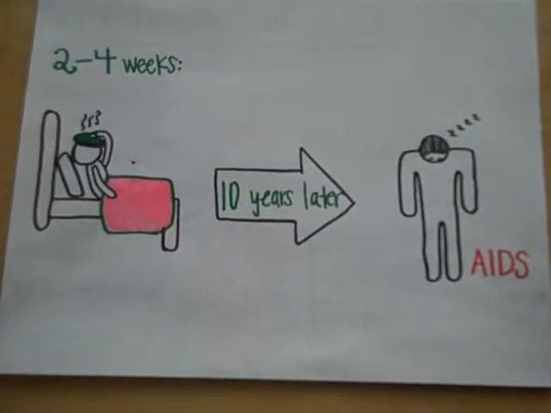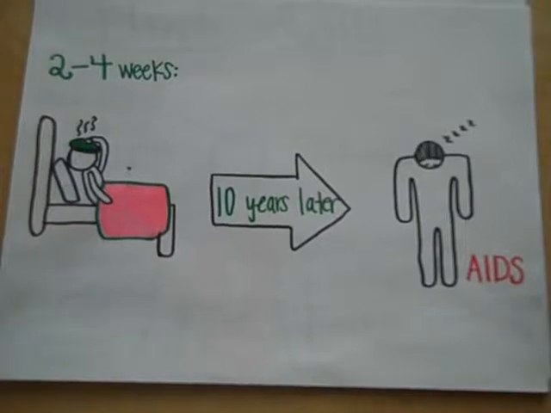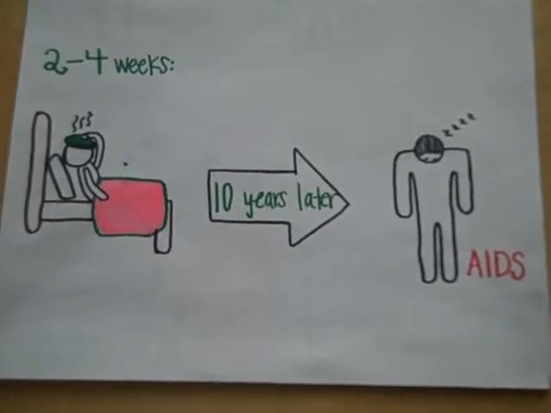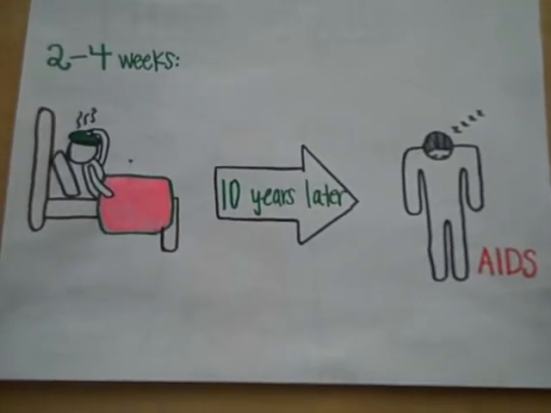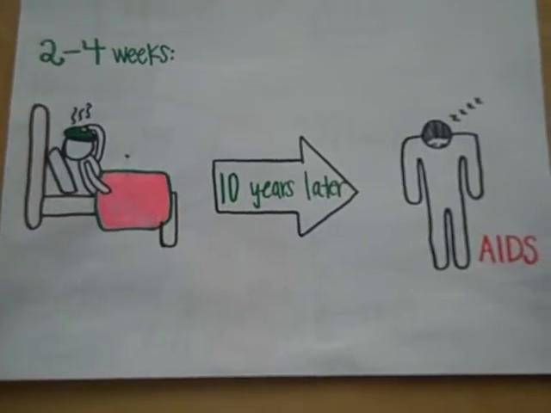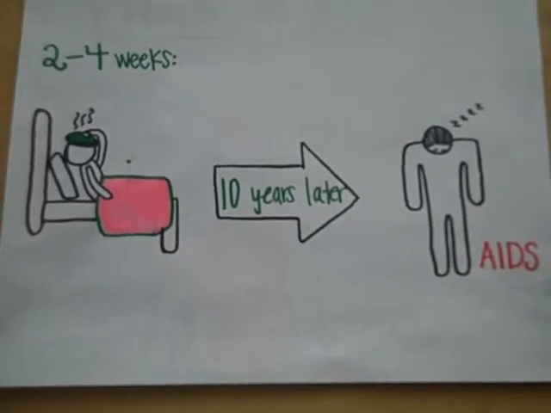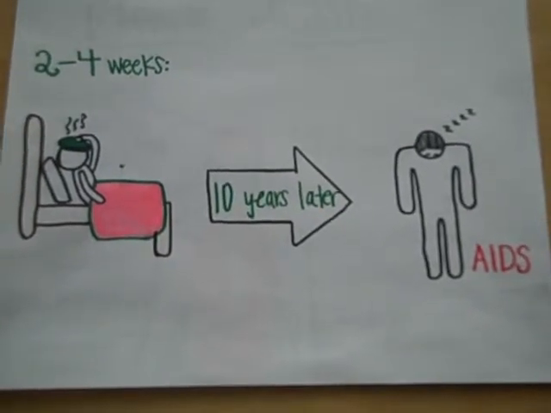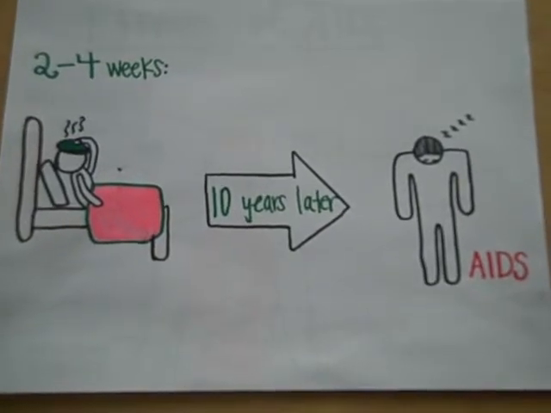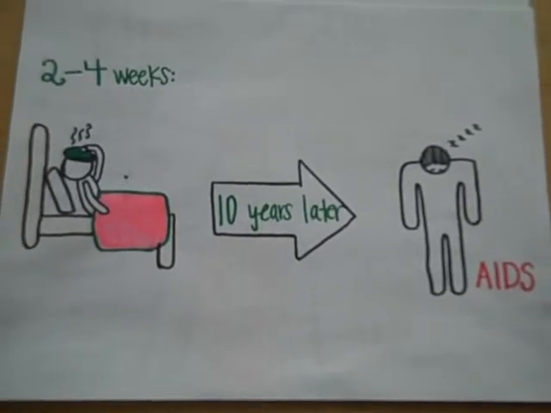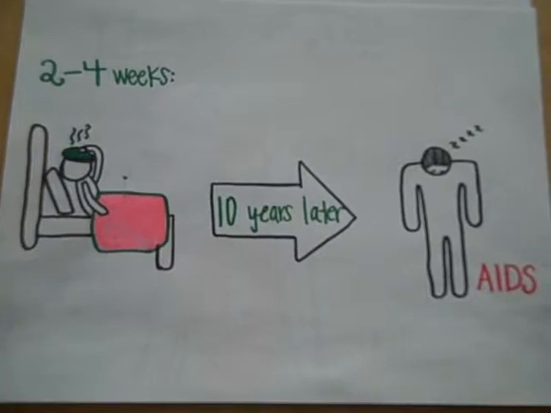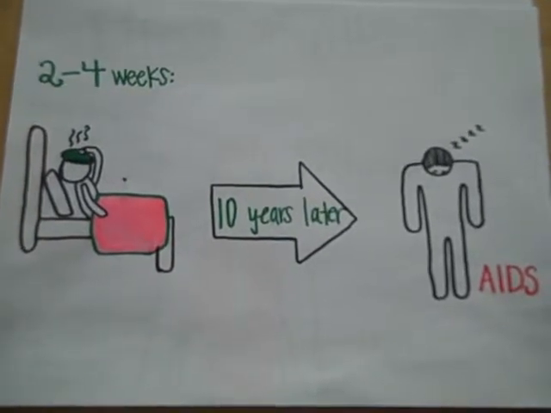After this period, between 2 and 4 weeks of contraction, there can be a period of about 10 years, or sometimes more, in which the body of the infected person shows little or no symptoms, which is referred to as the chronic or latency phase. This means that the virus is less active in the body during this period, and some people do not even know that they have the disease because they don't show any symptoms.